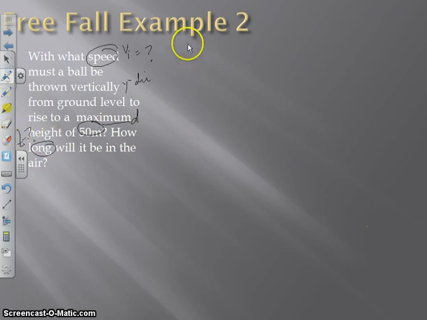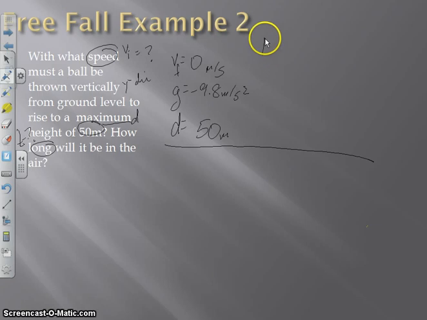All right. So far, I know that the velocity at the top of the trajectory, so my final velocity, is going to be 0 meters per second. I also know that acceleration due to gravity is going to be negative 9.8 meters per second squared. I know that the distance traveled is 50 meters. So I need to use that to help me figure out with what speed it has to be thrown at. So I need initial velocity. And I'm also supposed to figure out how long it's going to spend in the air.